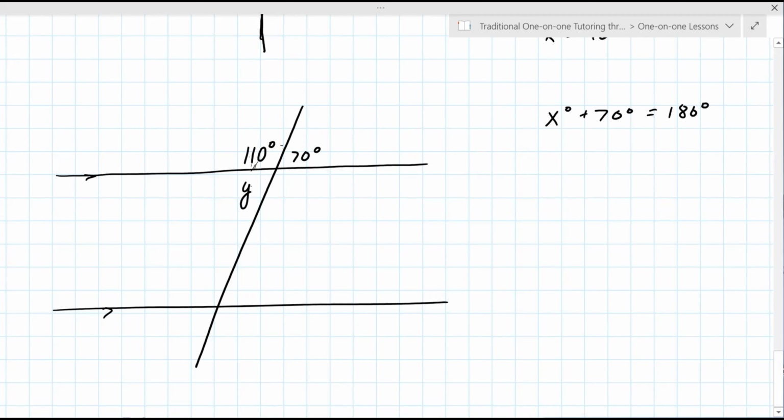So now I'm going to put the variable Y here. Do you see that 110 and Y are on the same straight line here? So that means they must also add up to 180 degrees. Can you solve that for Y?